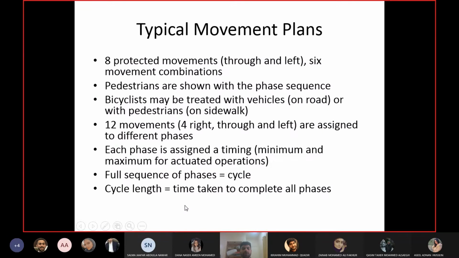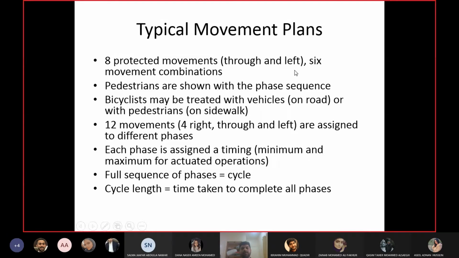When you are developing the timing plans, there are some basic concepts and some definitions here. So basically we have 8 protected movements, through and left basically. So through from each side and left from each side. So we have 4 sides, and each side has 2 protected movements, through and left. And then you can have 6 possible movement combinations. I will show you in the next slide.